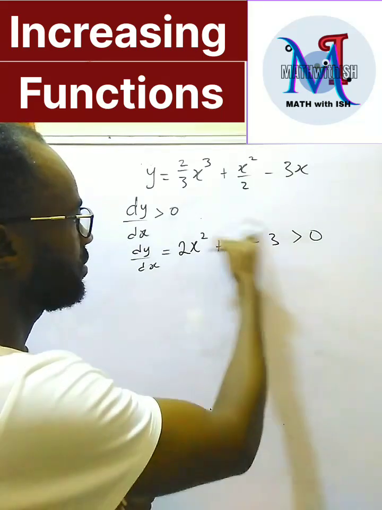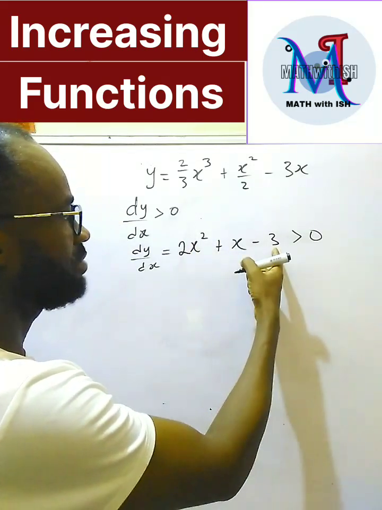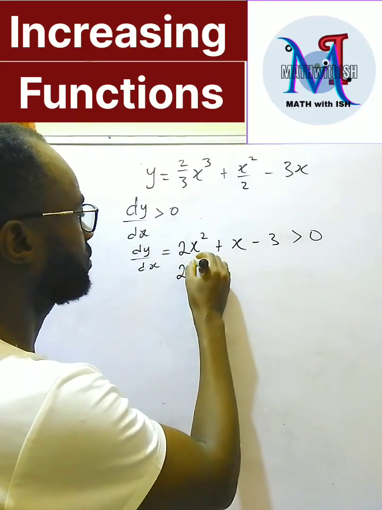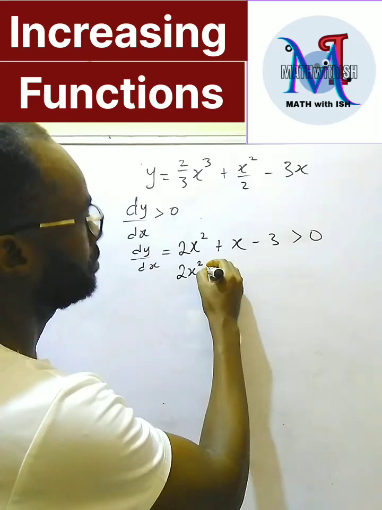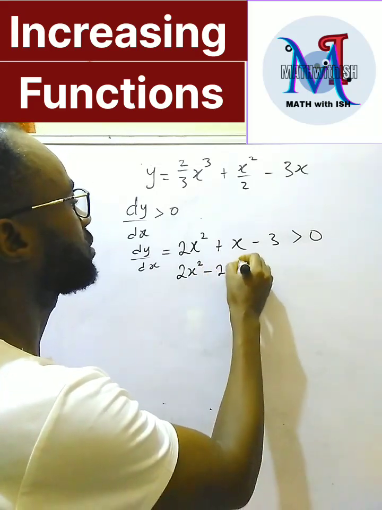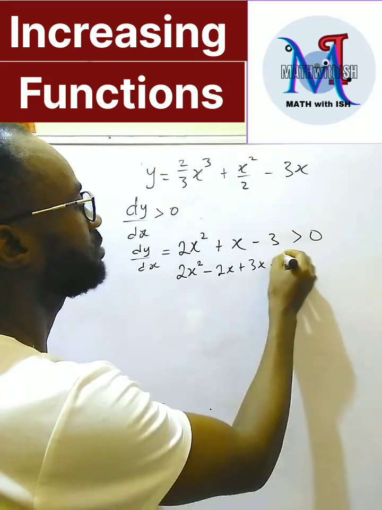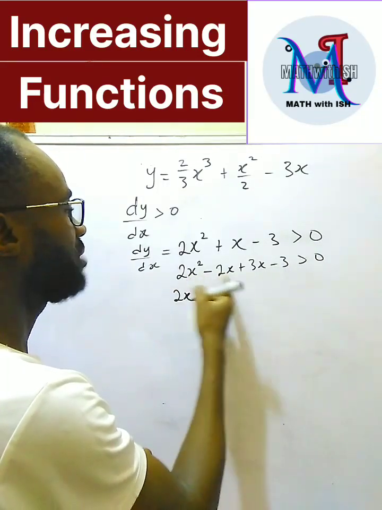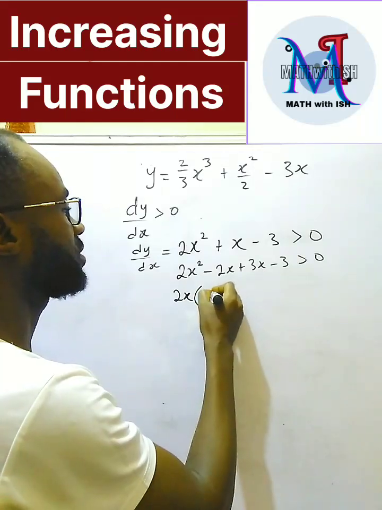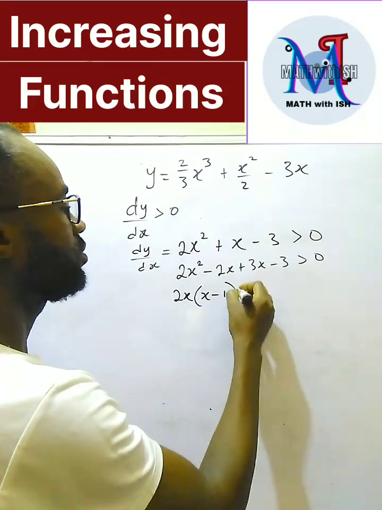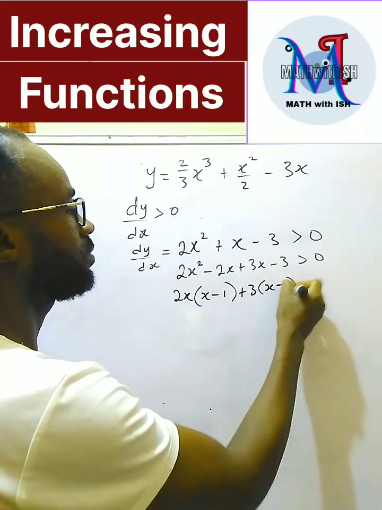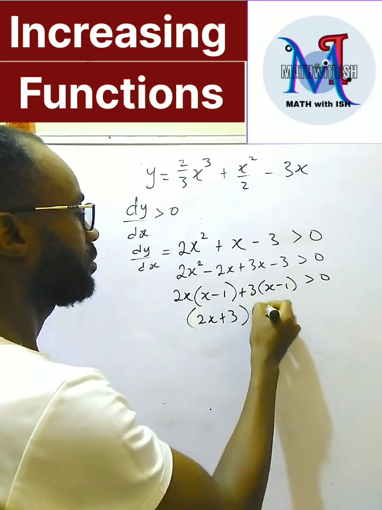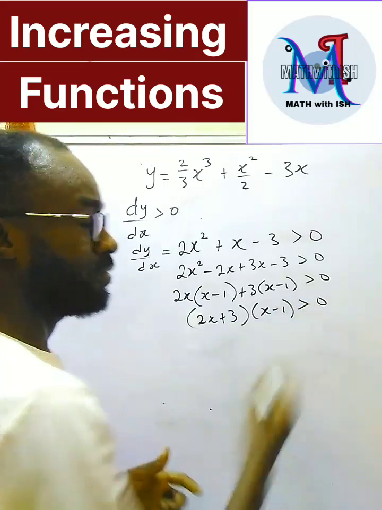Okay, so now let's factorize this. We know 2 times this is minus 6. 2 factors of minus 6 will be 2x squared minus 2x plus 3x minus 3, and then I factorize out the common term between these two. I'm left with x minus 1. The common term between these two, I'm left with x minus 1, and so I'm having (2x plus 3)(x minus 1) greater than 0.